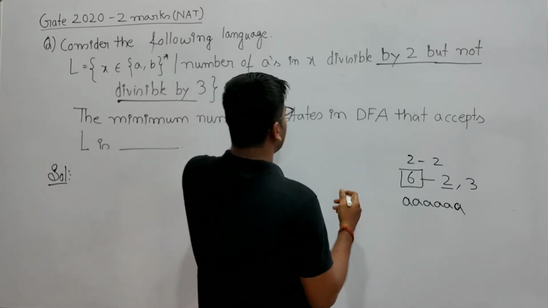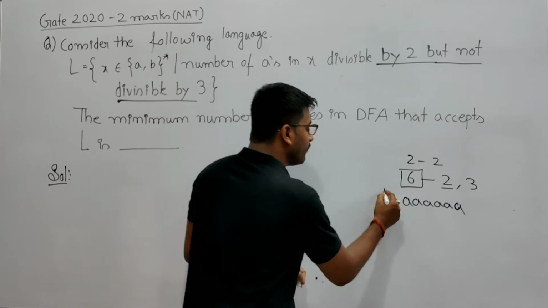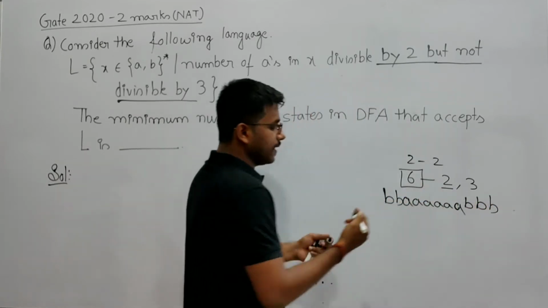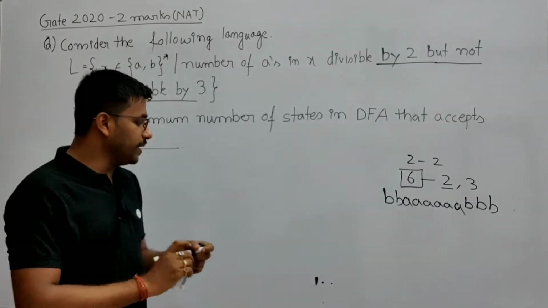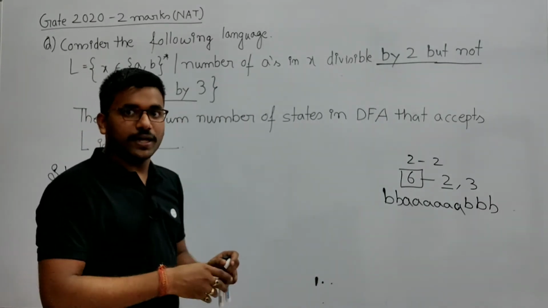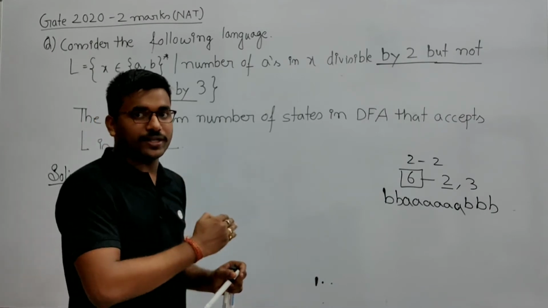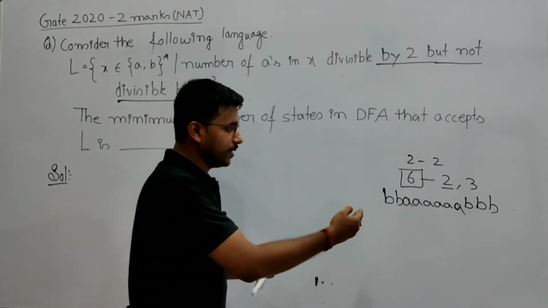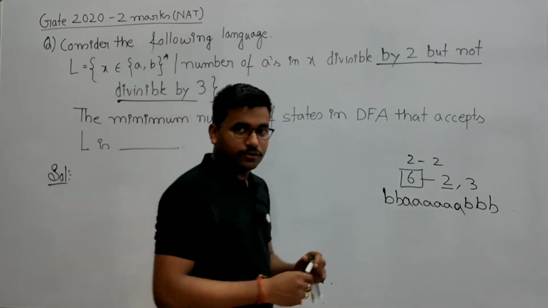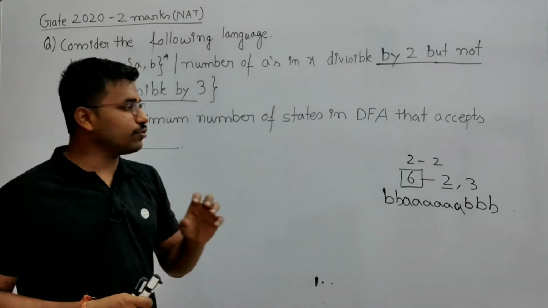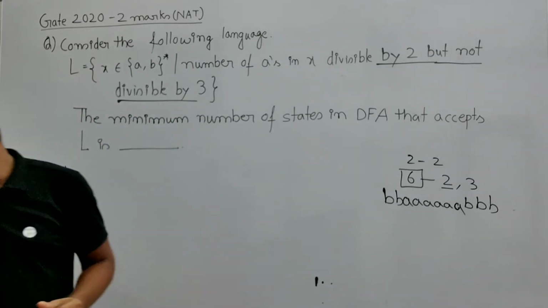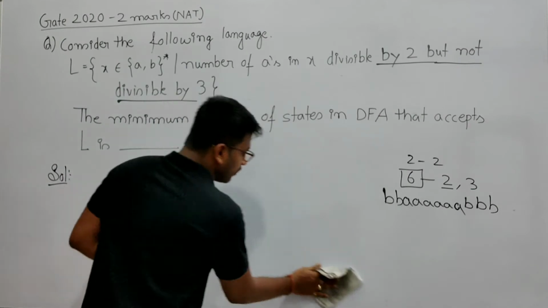And here they are not saying anything about b. So you can have any number of b's here, here or here. In between any a's we can have any number of b's. So we are not concerned with the number of b's. We can have any number of b's before the first a, after the first a, or before the second a. So our main concern here is to focus on a's and see whether the number is divisible by 2 and not divisible by 3.